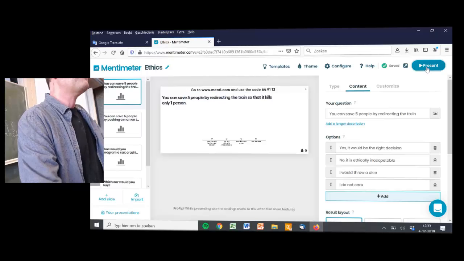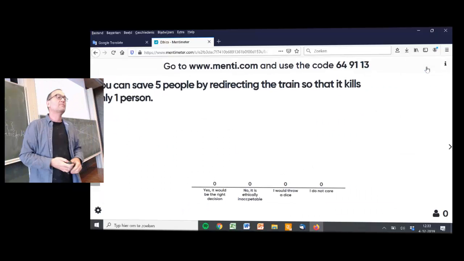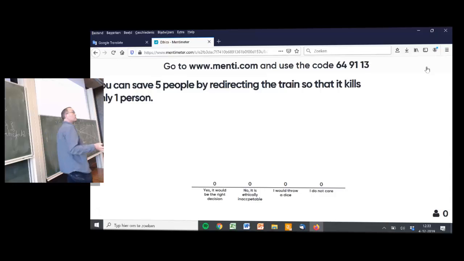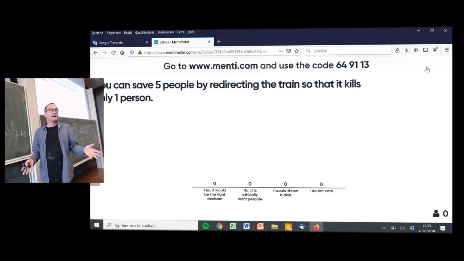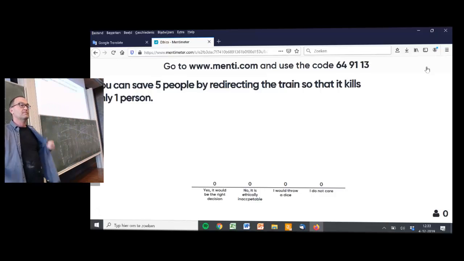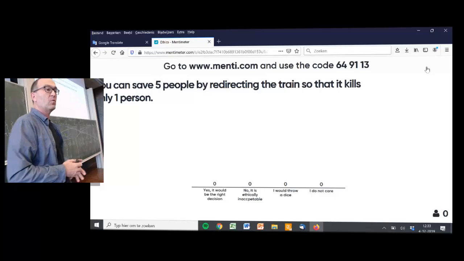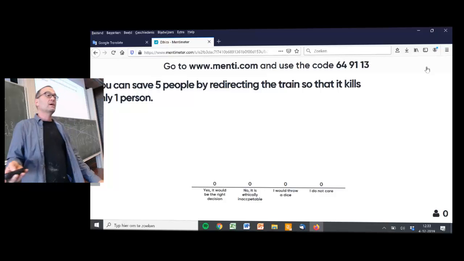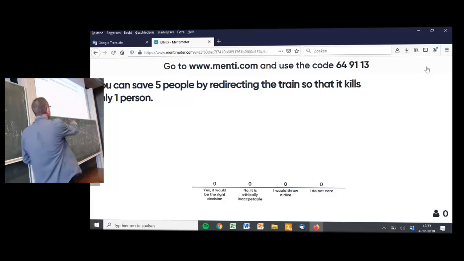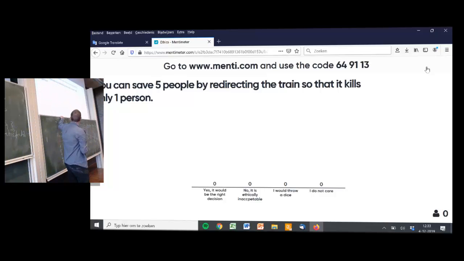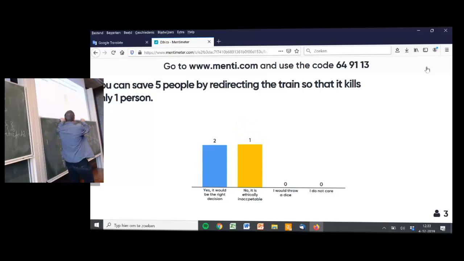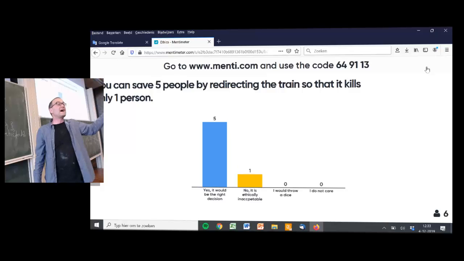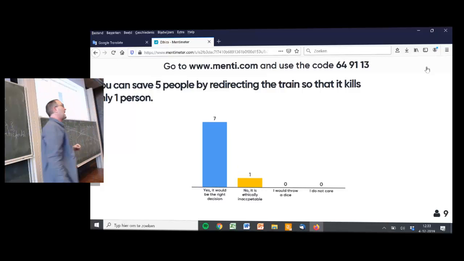The choice that you are given is that you can save 5 people by redirecting a train or a tram or whatever, a trolley, so that it kills only 1 person. I would like to know what you think is the decision you would take, whether it's right or not. The first answer: yes, it would be the right decision. The second one: it would be ethically unacceptable. Third one: I would throw a dice. And the fourth one: I do not care.